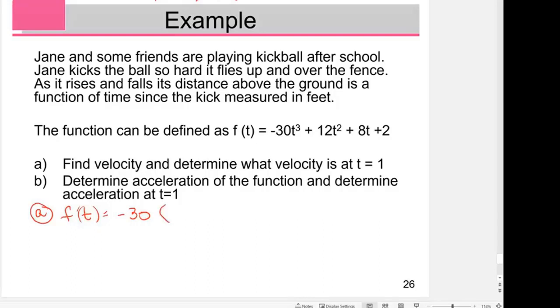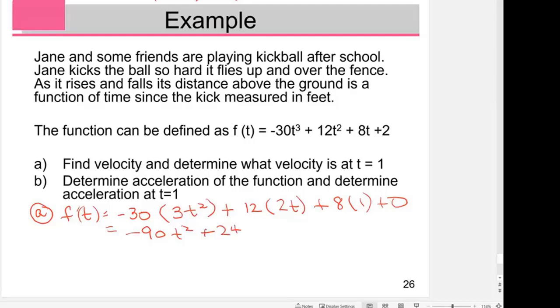I have 3t squared plus 12 times, and again, I'm going to use my power rule, 2t, plus 8 times, the derivative of t is just 1, and the derivative of a constant is 0. We get minus 90t squared plus 24t plus 8. This is f prime of t, which is the same as v of t, or the velocity of t.